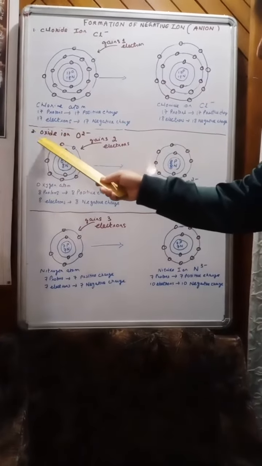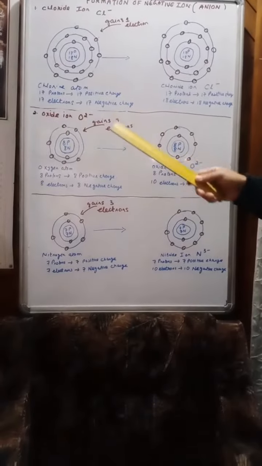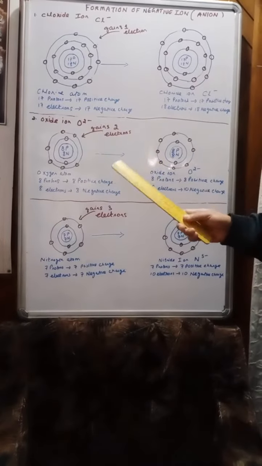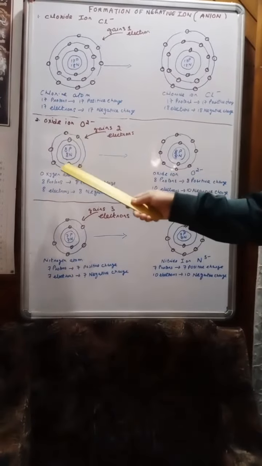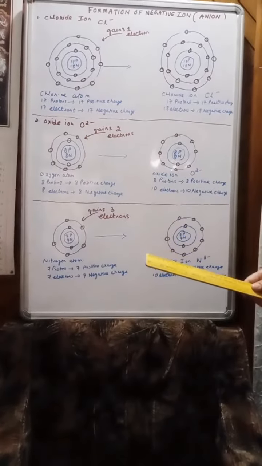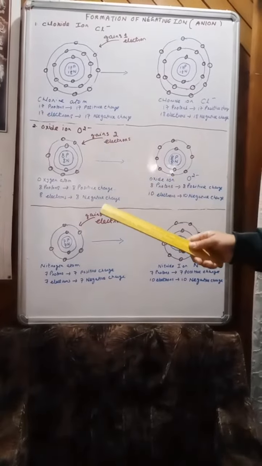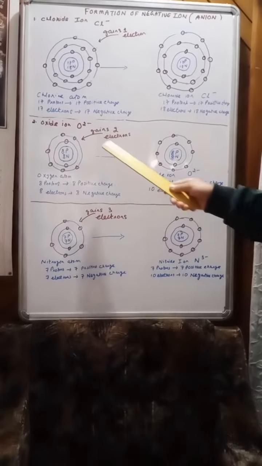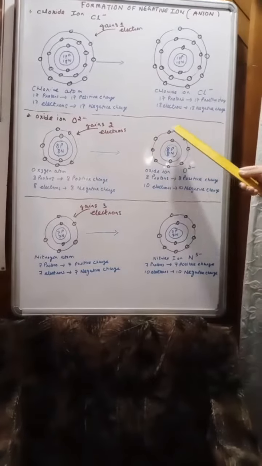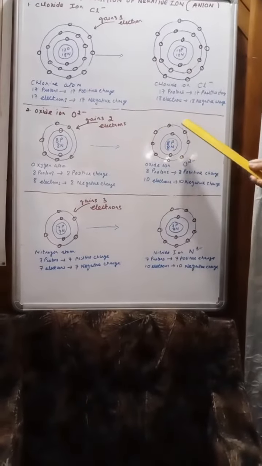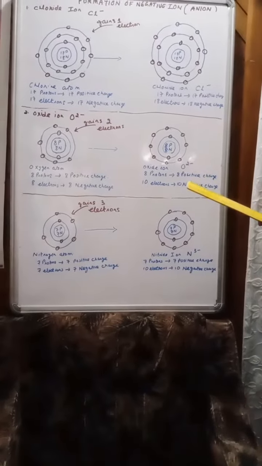The second one is the formation of the oxide ion. Now, how is this oxide ion formed? If you look at the oxygen atom, it has 6 electrons in the outermost shell. So for this atom to become stable, it has to gain 2 electrons. When it gains 2 electrons, it has 8 electrons in the outermost shell, the oxide ion. So therefore, the oxide ion becomes stable.